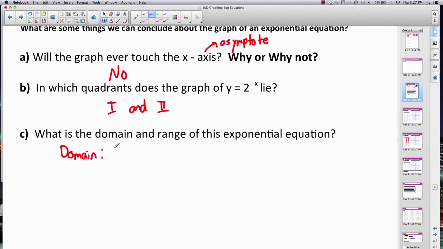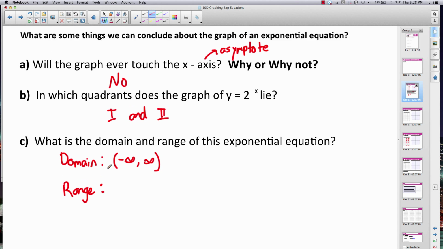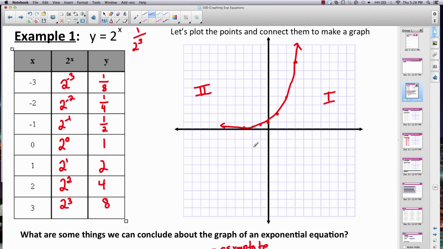So we could express it this way in interval notation. Okay, our range. The range would be the y values. So let's see what our smallest y value is. The x-axis is an asymptote, so I'll just put this blue line here, meaning that this graph will never touch that blue line.